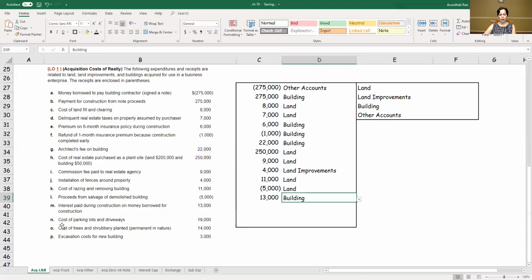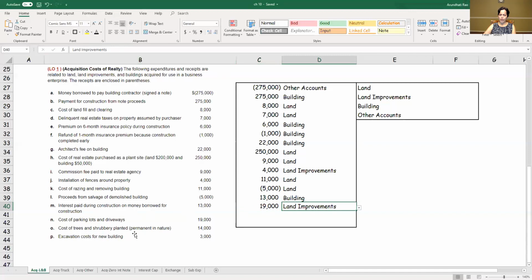Okay. Cost of parking lots and driveways. I built this on the land, but this is not building. So this is going to be another example of your land improvements. Land improvements is $19,000. Cost of trees and shrubberies planted. This is a land improvement.